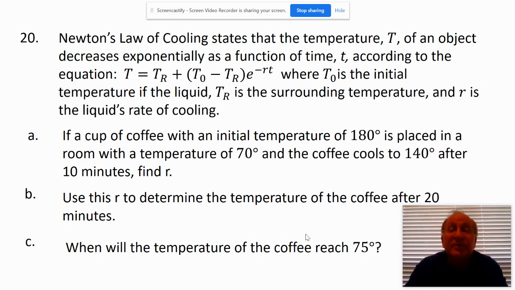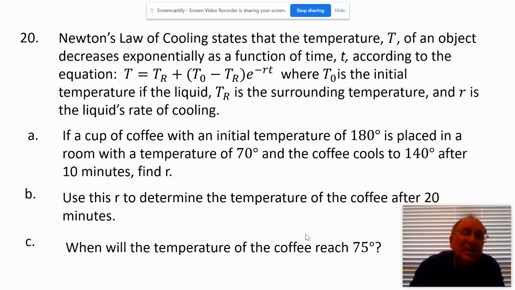Newton's law of cooling states that the temperature T of an object decreases exponentially as a function of time t, according to the equation T equals T_R, the room temperature, plus (T_0, the initial temperature, minus T_R) times e to the minus Rt, where T_0 is the initial temperature of the liquid, T_R is the surrounding temperature, and R is the liquid's rate of cooling.